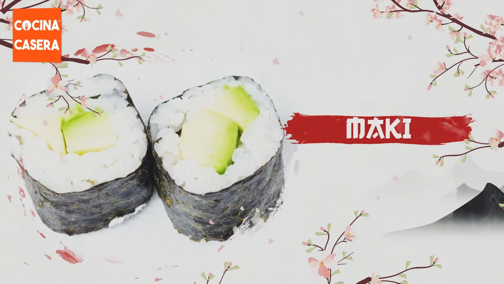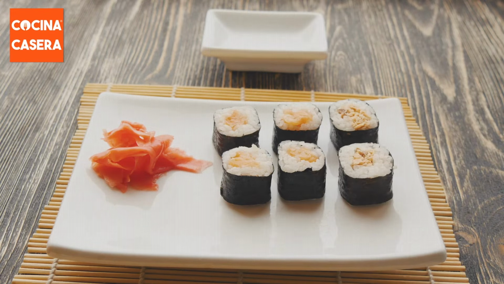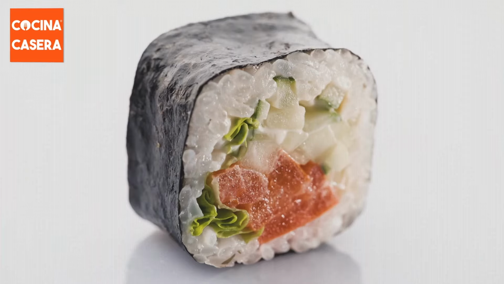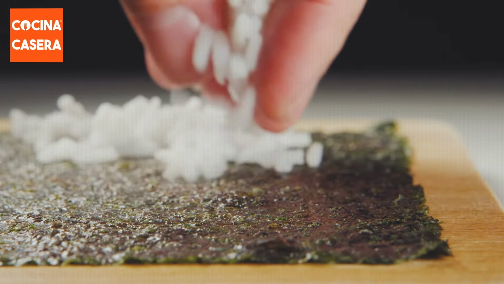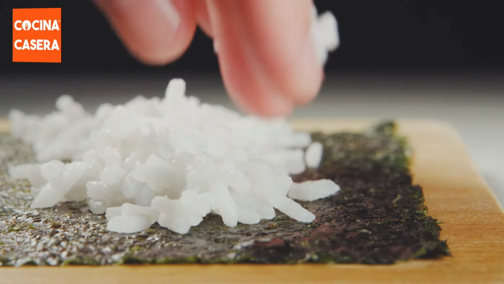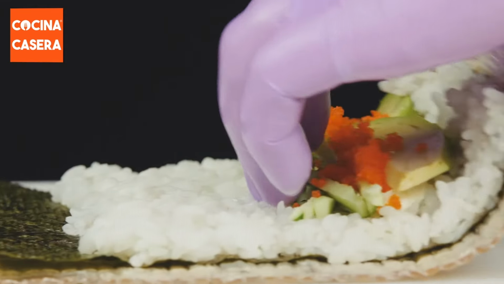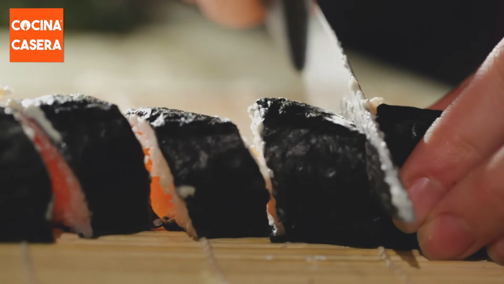The maki is the most well-known. It is the typical sushi roll that is characterized by the nori seaweed that wraps around it. The ingredients can change, but the form is easily recognizable. To make it, rice is spread over the nori seaweed sheet and the ingredients are placed on top. These can be fish, vegetables, or fruit, and the whole thing is rolled into a sushi roll that is cut into 6 or 8 pieces.